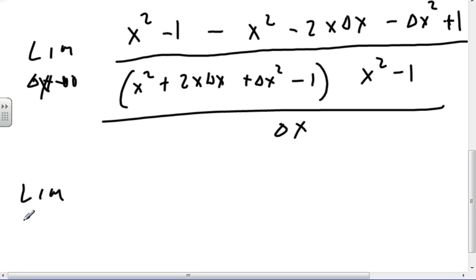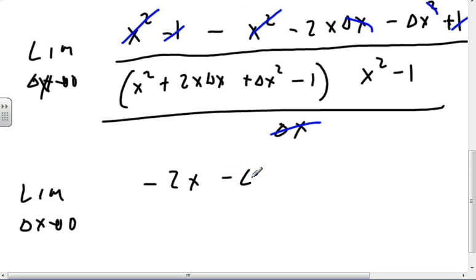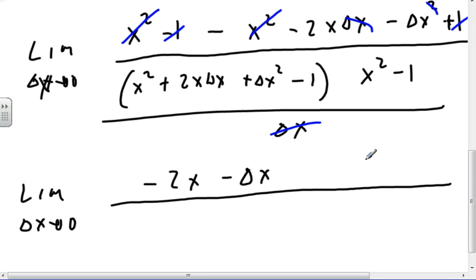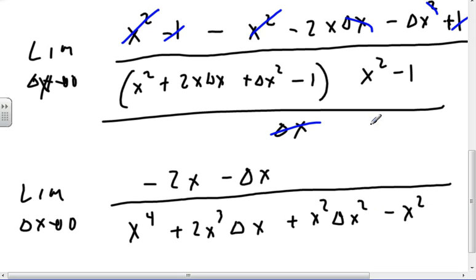Limit as delta x goes to 0. Alright, so I've got an x squared, I got a minus x squared. I got a minus 1, I got a plus 1. I've got a delta x, and I got delta x's over there. So on the top, I have minus 2x minus delta x, divided by what I have on the bottom, which is x to the 4th plus 2x cubed delta x plus x squared delta x squared minus x squared minus x squared minus 2x delta x minus delta x squared plus 1.